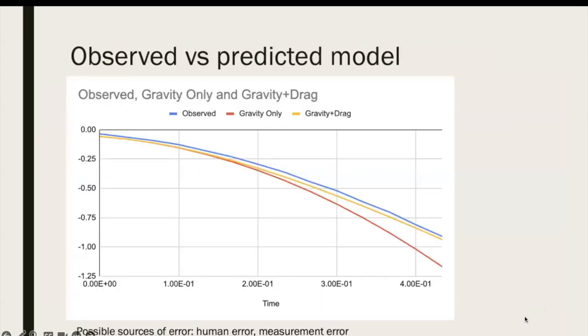Here's the observed versus predicted model. We can see that the observed one, the blue line, is pretty close to the gravity plus drag line, which means that in real life, we have air resistance acting on the object. The gravity-only one goes a lot more distance and is off from the other two lines. I also need to mention some possible sources of error. The first one is human error. When I release the object, I probably add some other forces to it, and there may also be measurement errors when I record the time.